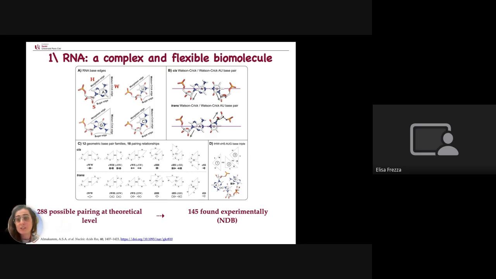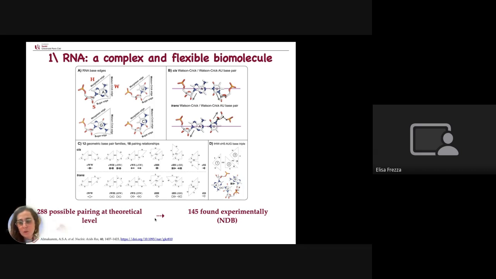In RNA, we have plenty of diverse possibilities and combinations that can occur, because we can take into account the different edges, for example the Hoogsteen edge, the Watson-Crick edge, and the sugar edge. And at each edge, we can form an interaction. This gives us 288 possible pairings at the residue level, which shows that it's a very complex molecule.